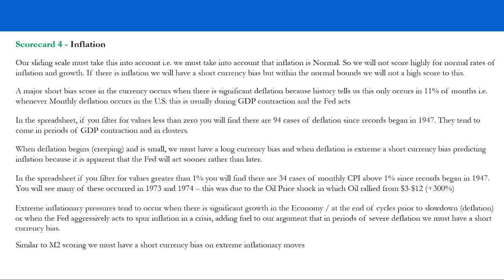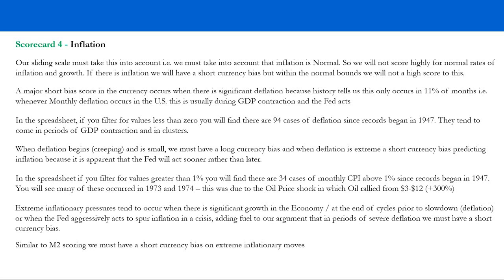Now, a major short bias score in the US dollar will occur when there's significant deflation, because history tells us that this only occurs in 11% of months. So whenever monthly deflation occurs in the US, this is usually during GDP contraction, and the Fed tends to act quickly. Now you can have a look at this in the spreadsheet.